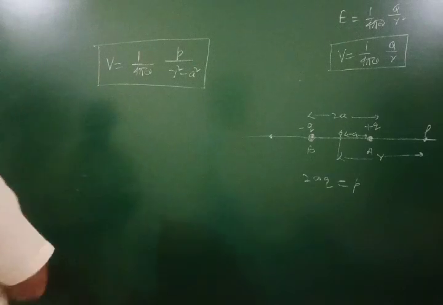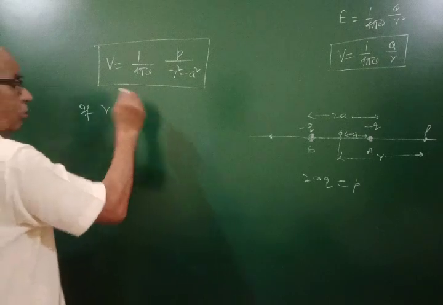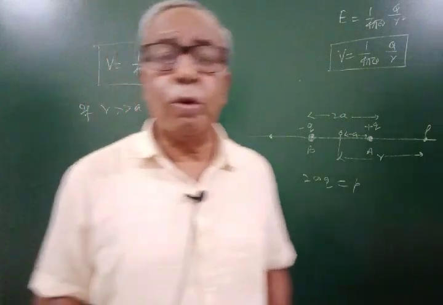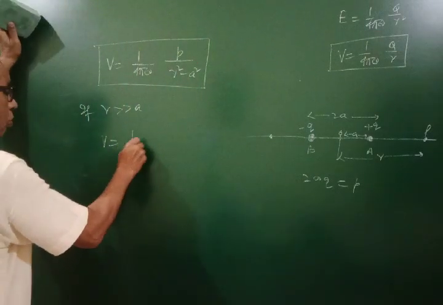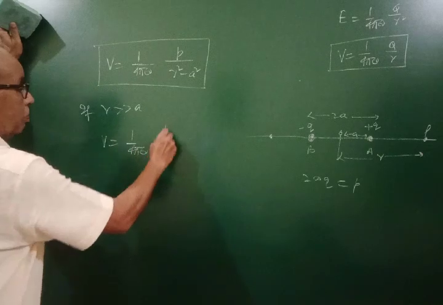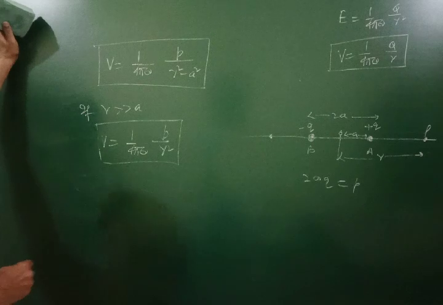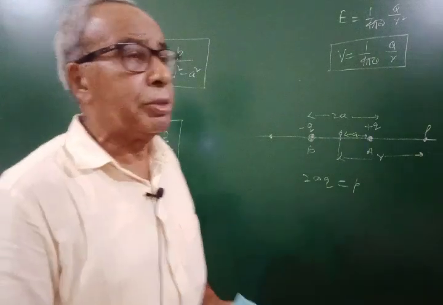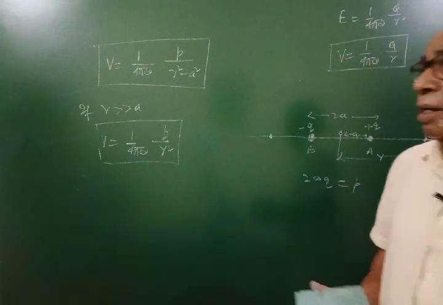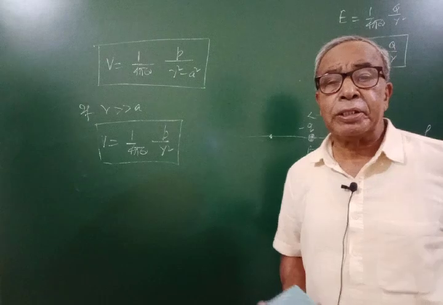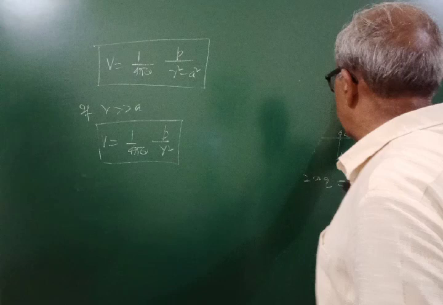So for a far point, if r is much greater than a, you can be asked to write the potential due to a dipole at a far point on the axis. So what will it be? V equal to 1 upon 4 pi epsilon 0 p upon r square. And they generally ask how the electric potential due to a dipole depends on distance r at a far point. So you have to write 1 upon r square. Dependence of potential at a far point on the axis is 1 upon r square, inversely proportional to r square.